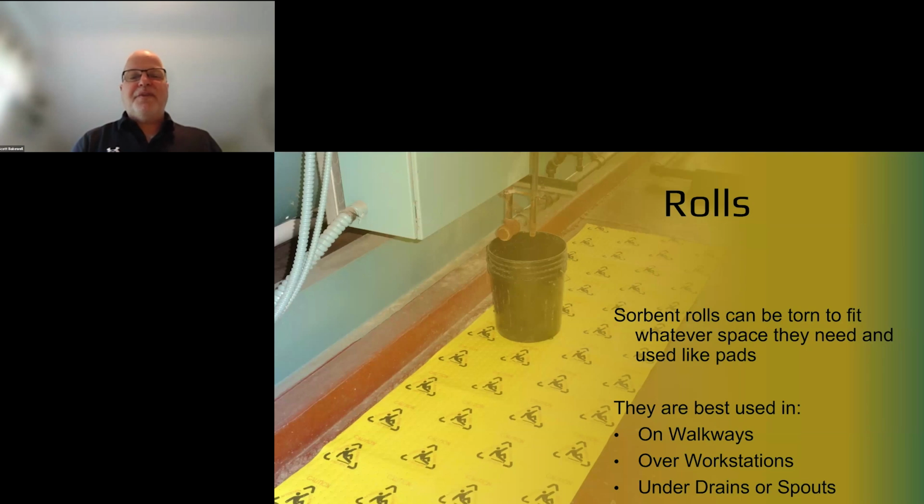Rolls can be torn to fit whatever space you need and used like a pad because they're perforated two ways, down the middle and cross perfed as well, which will create 15 by 18-inch pads, believe it or not. But in our best case with the rolls, customers like to use them on walkways, over workstations where they may be using it to line a bench, under drains and spouts if you have a bank of IBC tanks underneath the spouts, and then also create sort of a walkway.